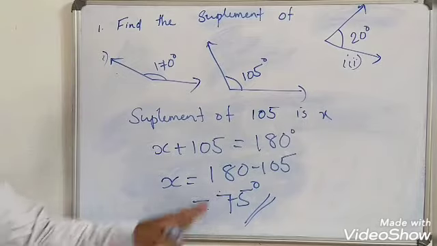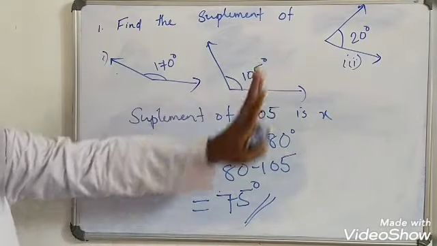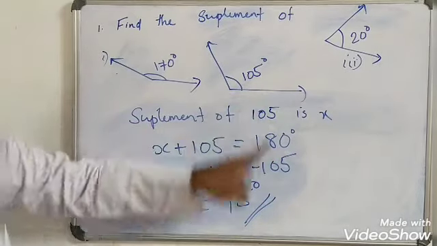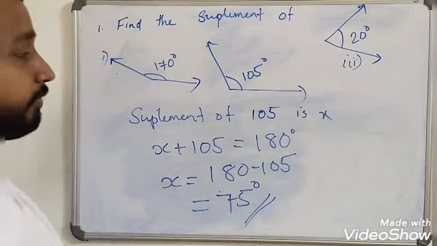That means their sum is 180 degrees. So we have to find an angle such that their sum becomes 180 degrees. When x is 75 degrees, 105 plus 75 gives you 180. So x is equal to 75 degrees.